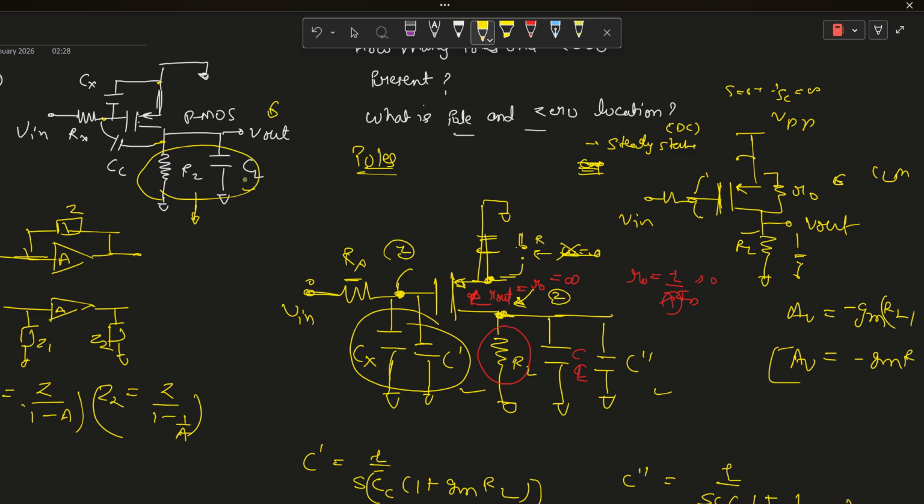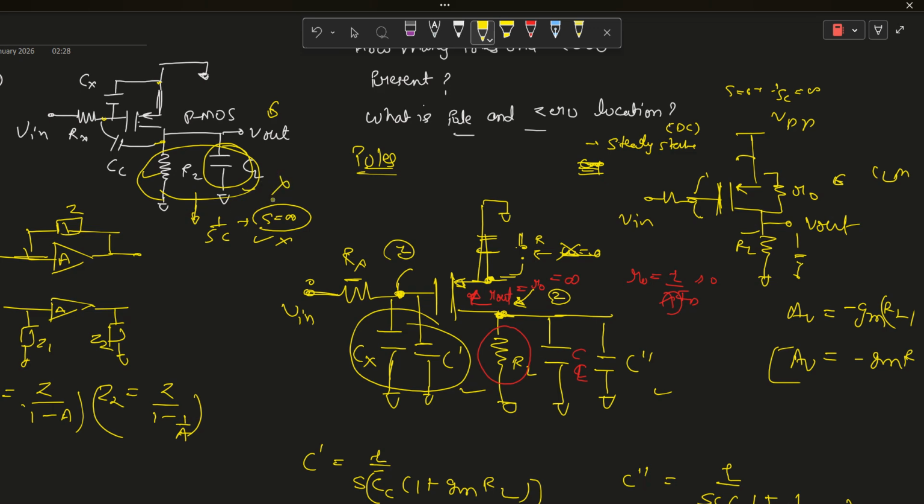This capacitance impedance goes to zero. As this will not go to zero, the capacitance impedance must go to zero, and when the capacitance impedance goes to zero, 1 upon SC is zero when S is infinite. This says the zero is at infinite location, but that is not possible. A zero can't be at infinite location, so this condition is wrong.